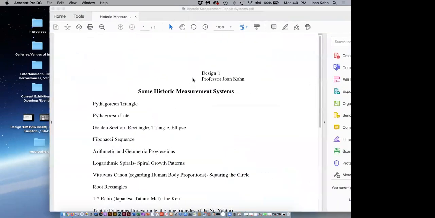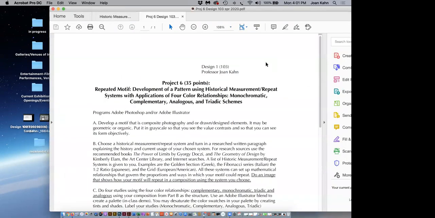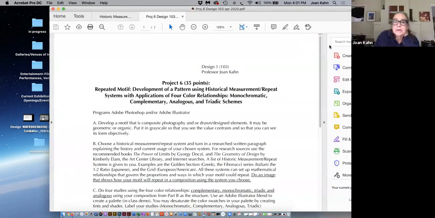Hopefully that's it. Yeah. And it's a little bit wordy because it was quite a complex project that I've done for years with my Design 1 class. This is tailored to Design 1 for photo students. So Project 6, 35 points. So it's 5 points more than your normal projects. You're going to isolate or repeat a motif. And I'll be talking about what motif is in a minute.